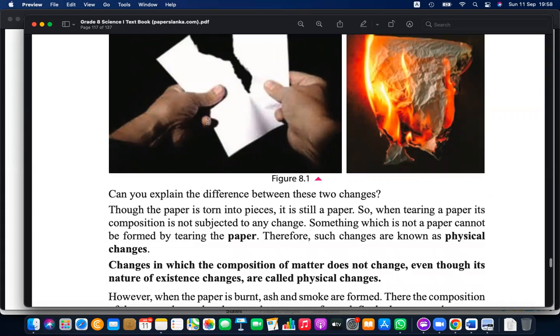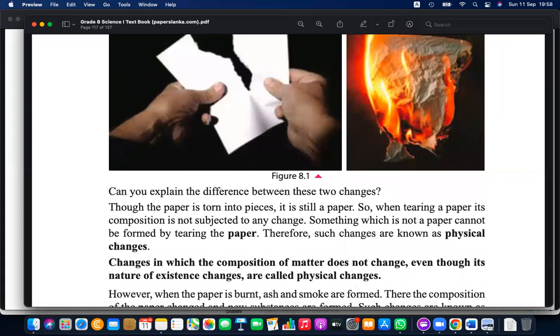So these things are called physical changes. You can observe some change, that is true. The paper is torn into pieces, but still it is paper. In tearing the paper, the composition has not changed. Composition is what it is made up of, the smallest particle or smallest compound. It has not changed, still it is paper. It is showing the same properties of paper. So we call that a physical change.